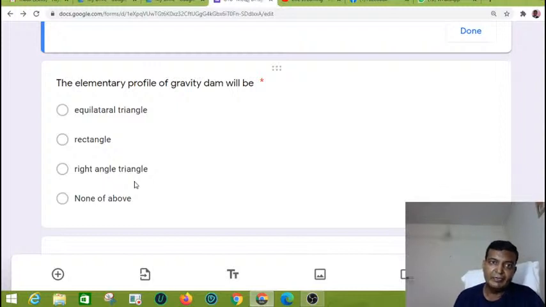The elementary profile of the gravity dam will not be like an equilateral triangle, it will not be like a rectangle, it is a right angle triangle. So C is the answer.